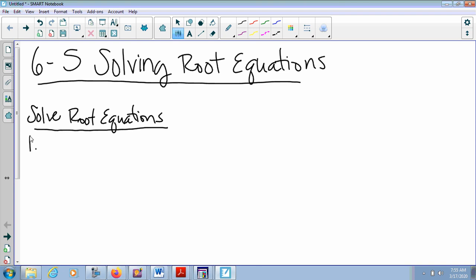And the first thing that you'll want to do is get the root by itself. So if there's other stuff around, you need to subtract that, divide it, whatever you need to do to get it to the other side. So get the root by itself.